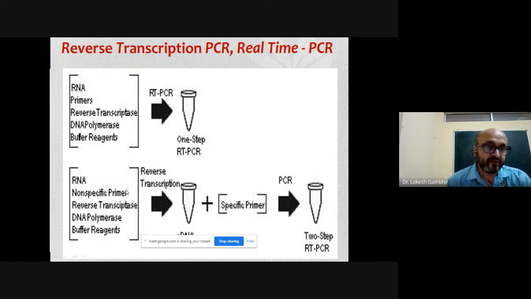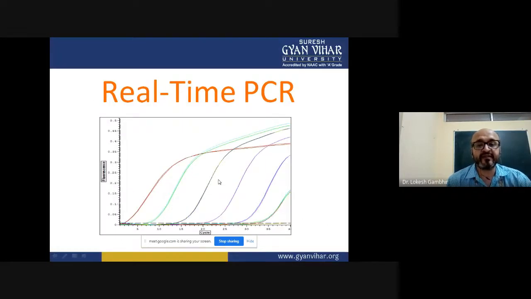Whereas we prefer to go for two step, because first of all we are going with the non-specific primers in order to make the DNA. Once the reverse transcription has happened and the DNA is formed, then we use the set of specific primers to target our gene by normal PCR, and that is called two-step PCR. So that is the difference between single step and two-step PCR, and that is all about reverse transcription.